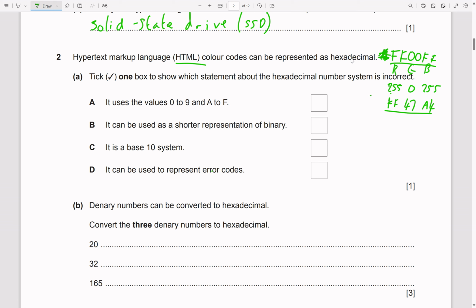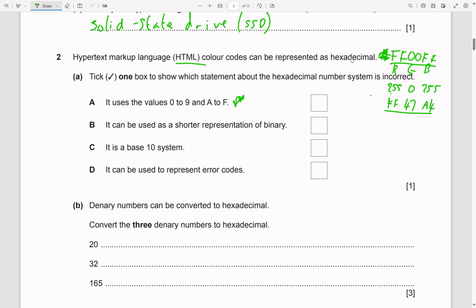Right, so hexadecimal then. We want to tick one box to show which statement about the hexadecimal number system is incorrect. It uses the values 0 to 9 and A to F. Well, this is going to be correct. Obviously in the exam don't tick it, I'm just demonstrating. It can be used as a shorter representation of binary.